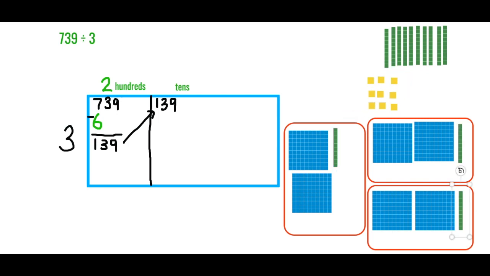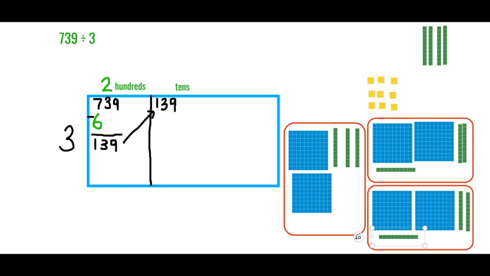Each group can get 1. Each group can get 2. Each group can get 3. Each group can get 4. But if I try to give another one, look, I only got 1 left, so I can't split that up. So each group can get 4 tens. And again, that makes sense because we know 3 times 4 tens, that's 12 tens. If I try to do 3 times 5, that'd be 15. We don't have 15 tens. So we can only do 4 tens for each group. 3 times 4 tens equals 12 tens.